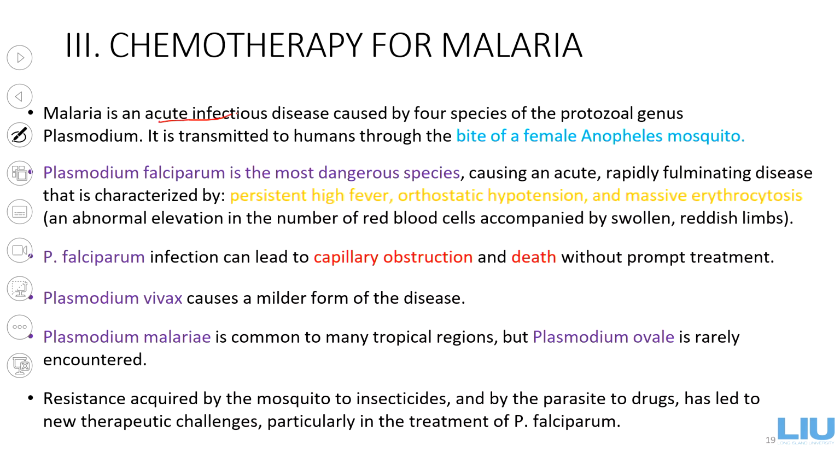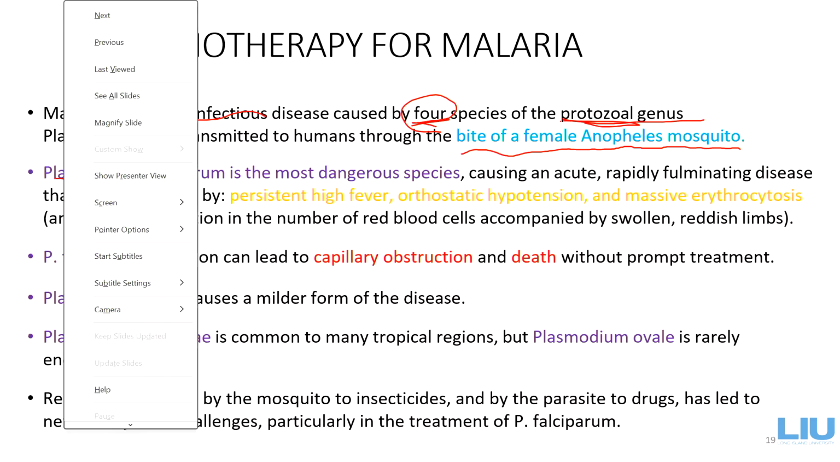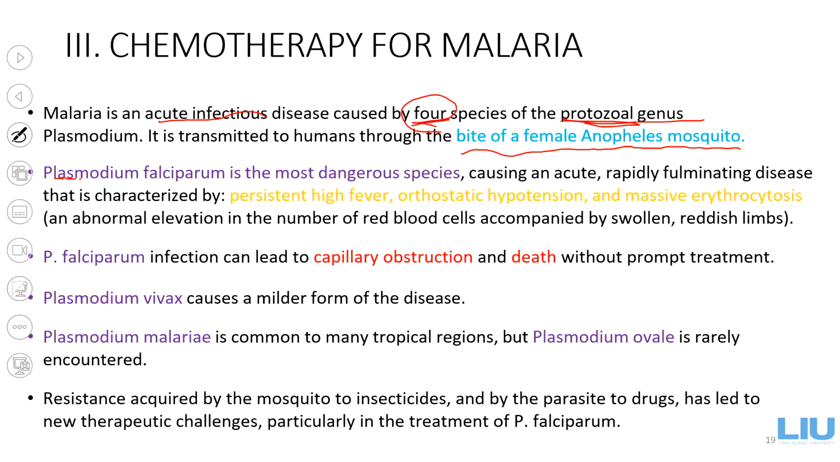It's an acute infectious disease caused by 4 species. There are 4 different species of the protozoan Plasmodium, and they are transmitted through the bite of a female Anopheles mosquito. So the female mosquito is responsible for the transfer of those protozoa, as we will see soon. The first one and most dangerous one is Plasmodium falciparum.